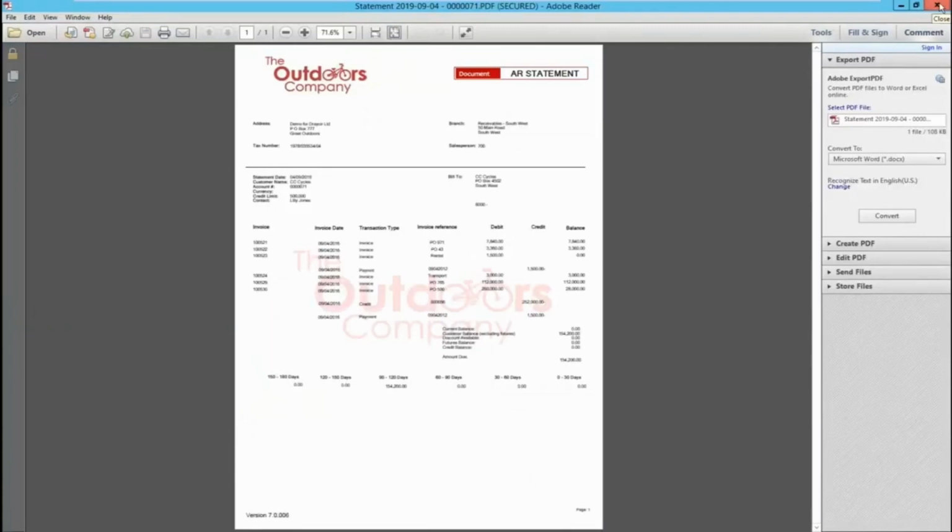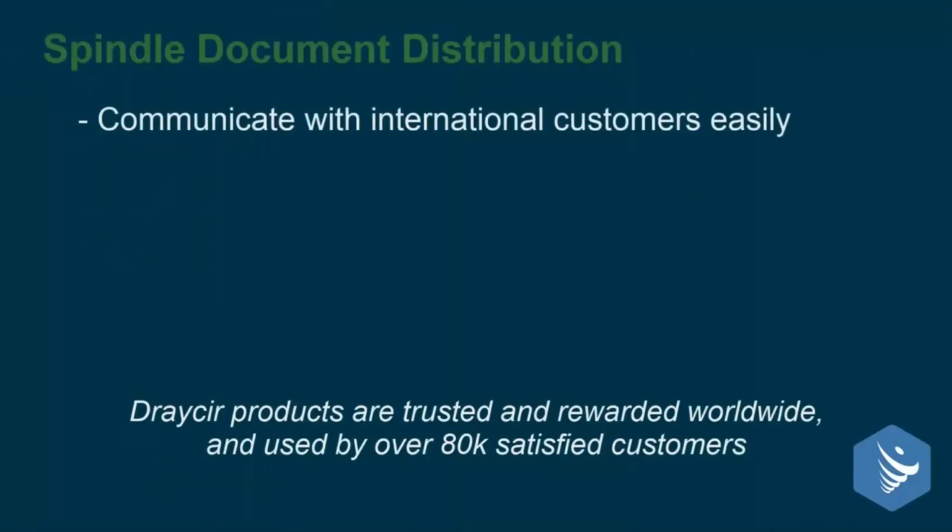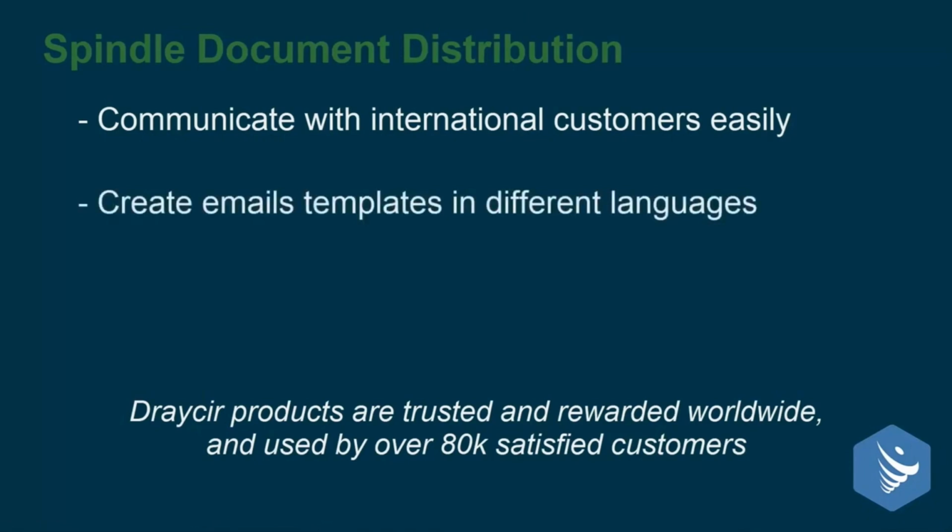Spindle can also make communicating with international customers easier. Email templates can be created in different languages, and Spindle can send the correct email template to the customer in the correct language.